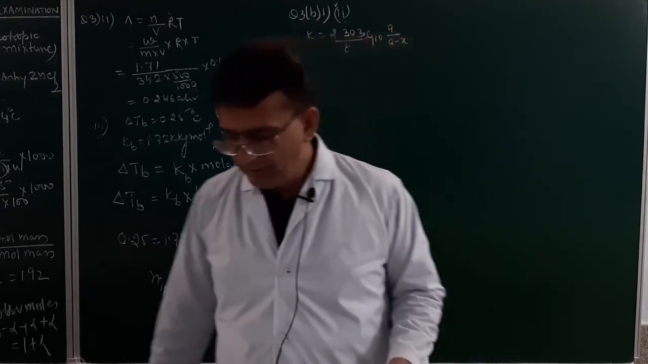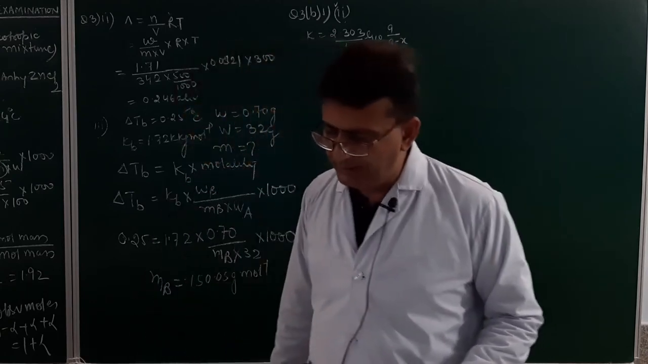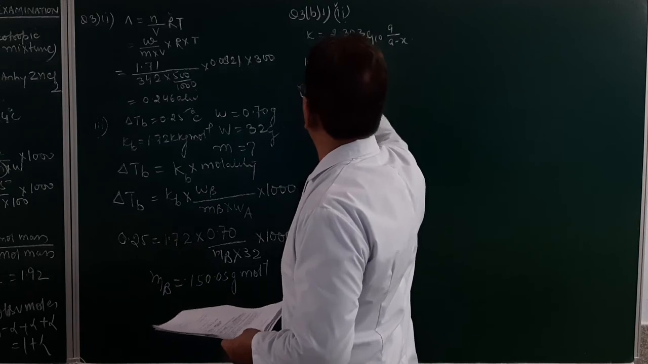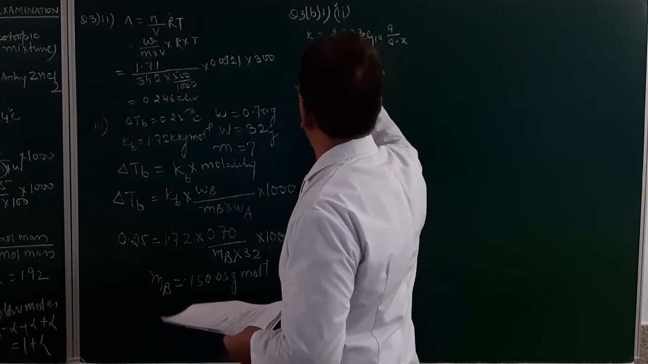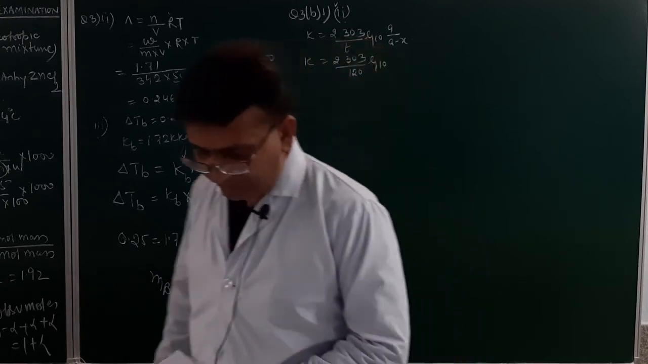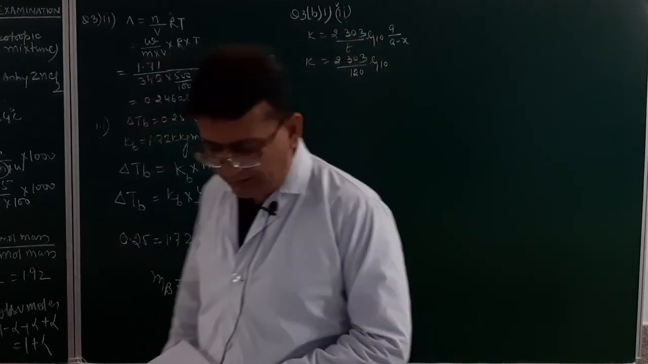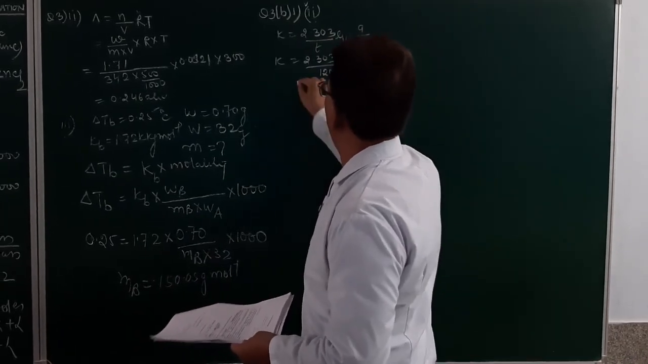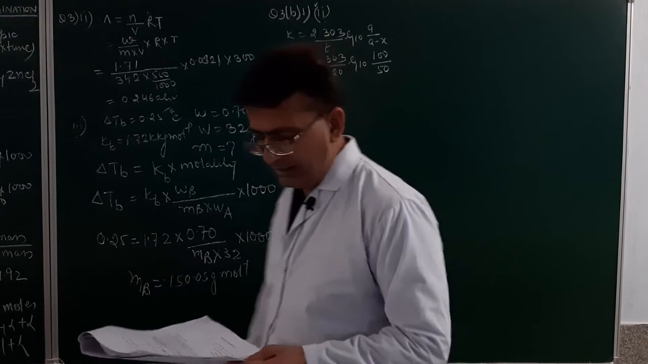It is given 50% of the compound is decomposed in 120 minutes. So K will be equal to what? 2.303 upon 120 log base 10. 50% is decomposed now in 120 minutes, so this will be equal to 100 upon 50. From here you find out the value of K.